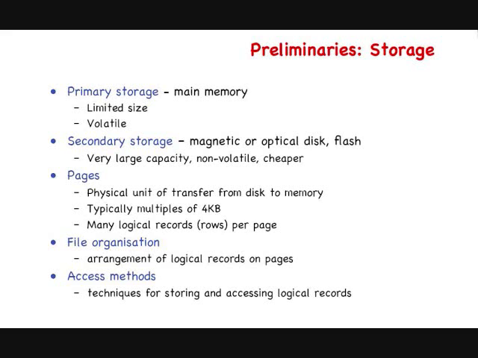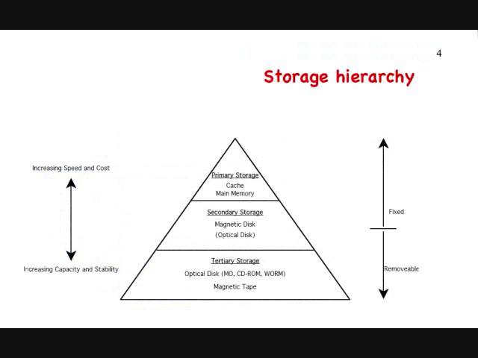Now, okay, so what we're doing with our file organisation is saying, how do we map between our logical records, the things that we deal in, tuples and so on, and stuff that the lower levels of the system deal in, which is disk blocks, pages, right? Now, okay, so then we have access methods, techniques for storing and accessing logical records. So this is all about indexes and so on.